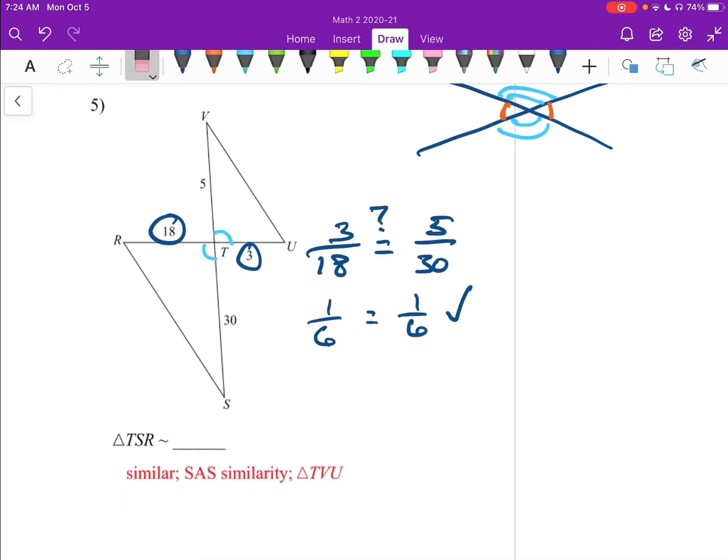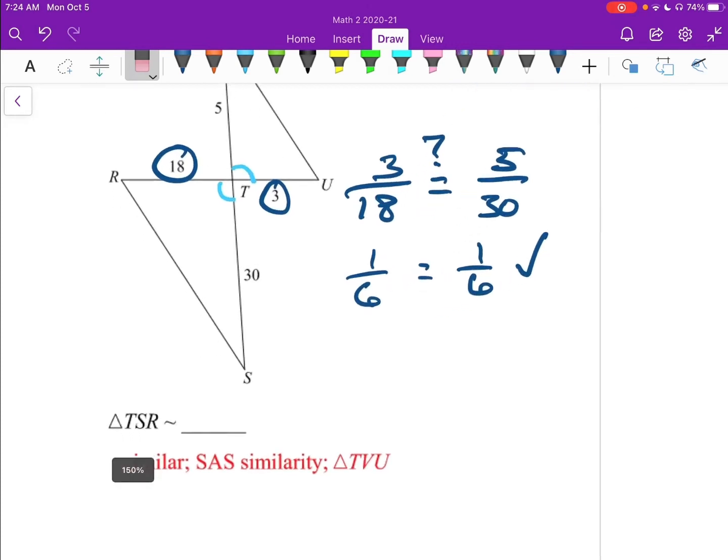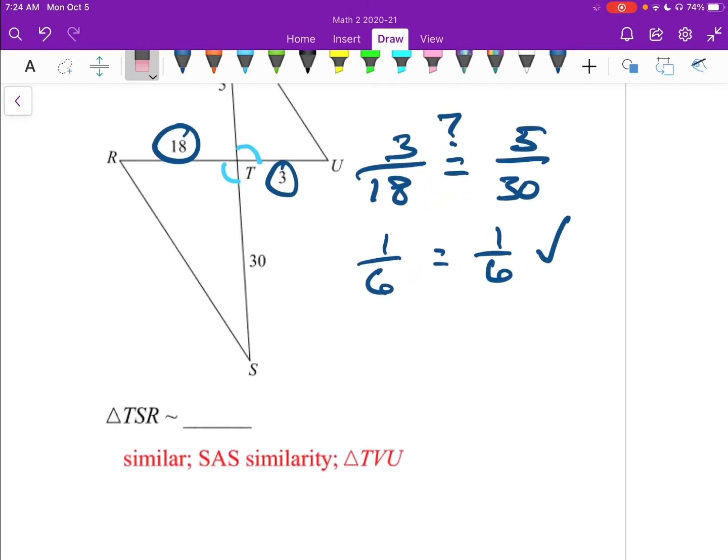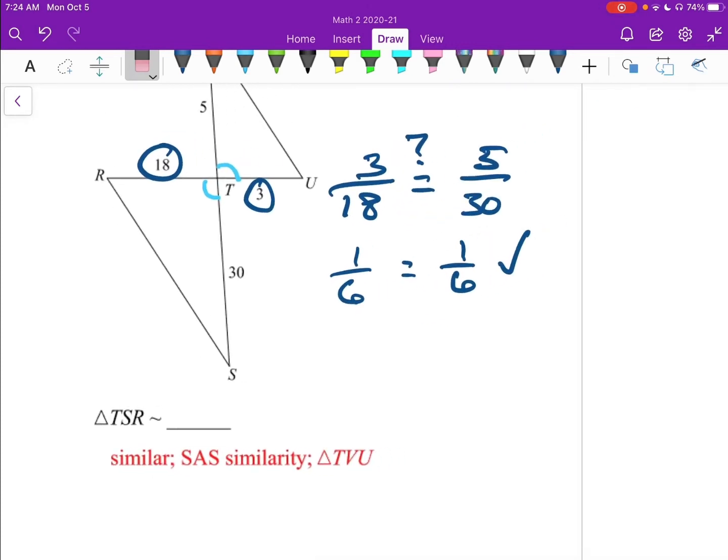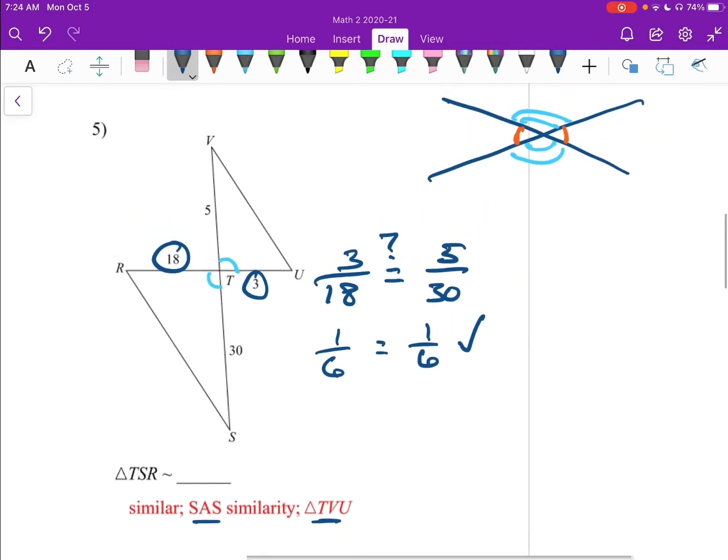How did I write it last time? I think they'll say similar, and then they'll say side angle side similarity. And then here it wrote our answer, but I want to work through it again.